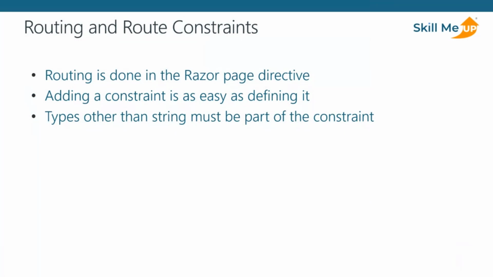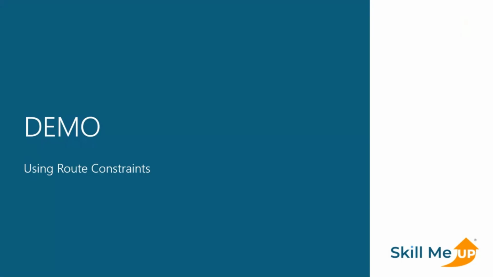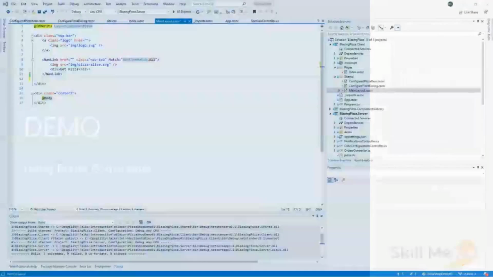So what we'll see is that that's all done in the Razor page directive. And adding a constraint is as easy as saying, I want this in my route. And you need to tell it what type it is if it's not a string. That's the only difference that might be new to some people. You'll say this is an int or this is a double. And so here we're going to build out some route constraints so you can see this in action.